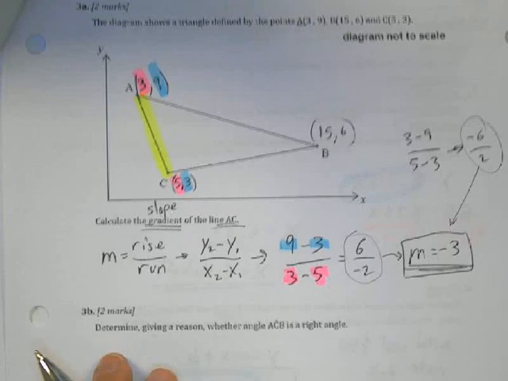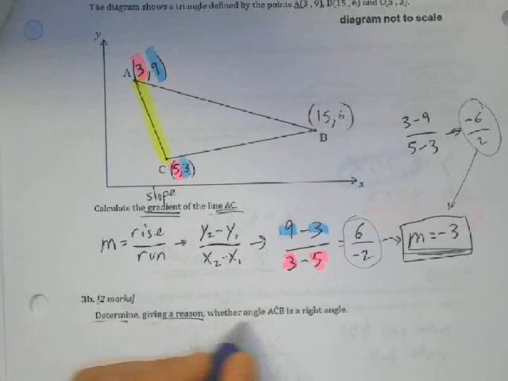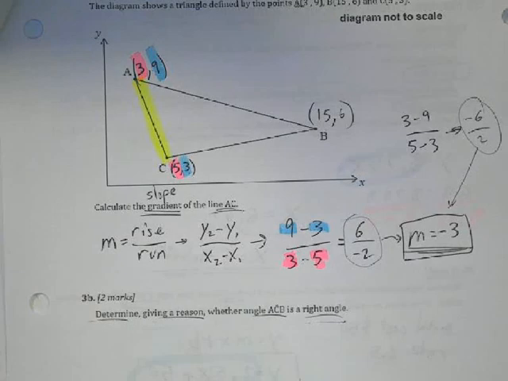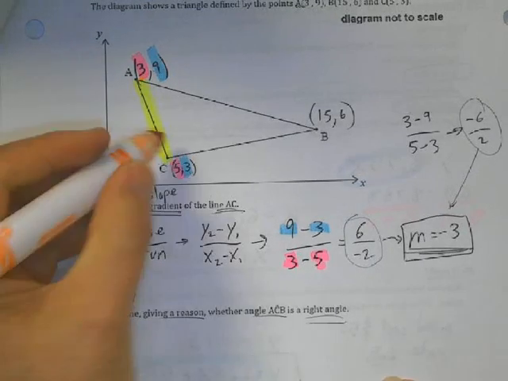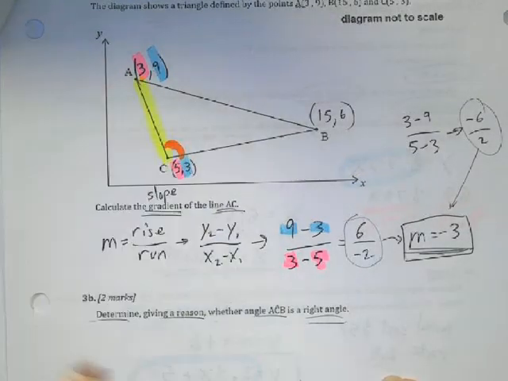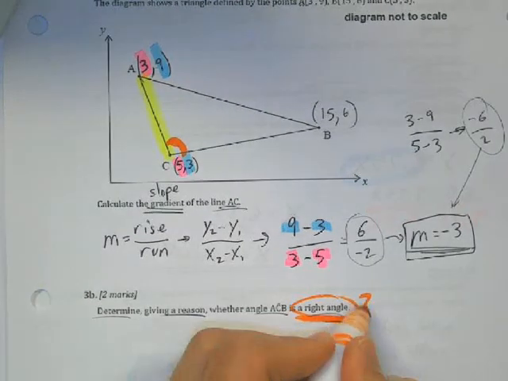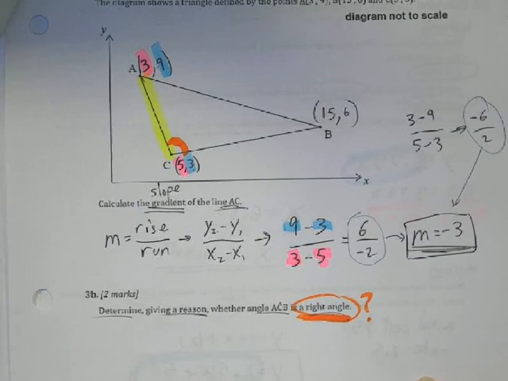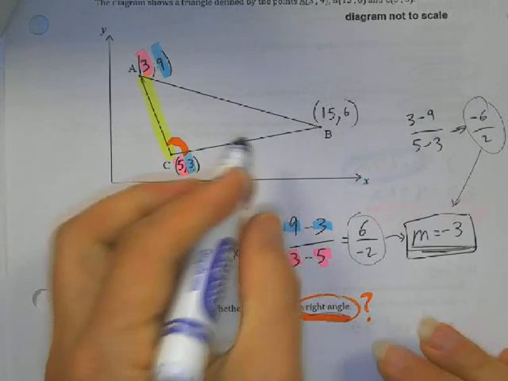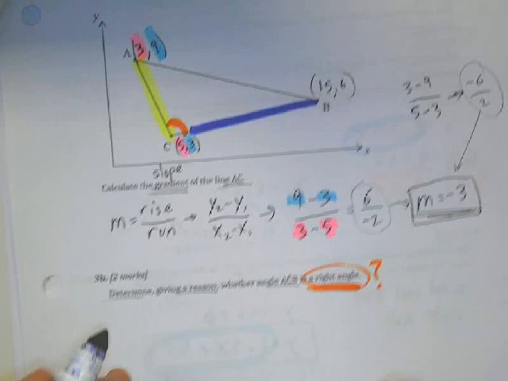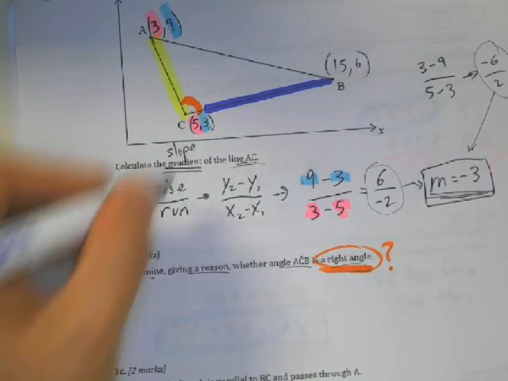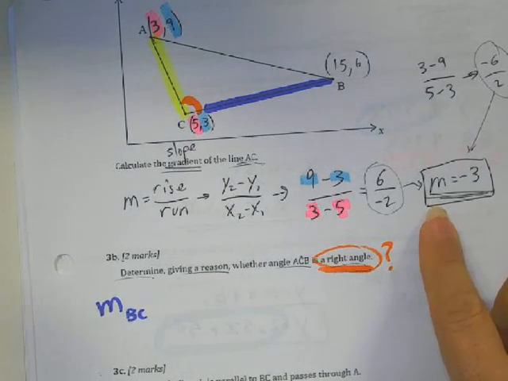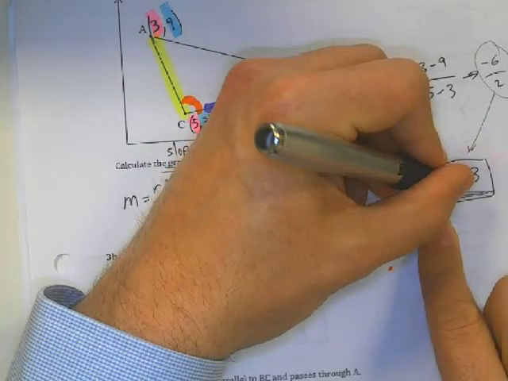Okay, question B. Determine whether this is a right angle. So ACB. We want to know if this angle here, ACB, is a right angle. In order to do that, I need to figure out the slope of this line. So let's figure out the slope of BC. I'm going to put a little tiny BC there. And this here was the slope of AC, so I'm going to put a tiny little AC here, so I know what slope I'm working with.